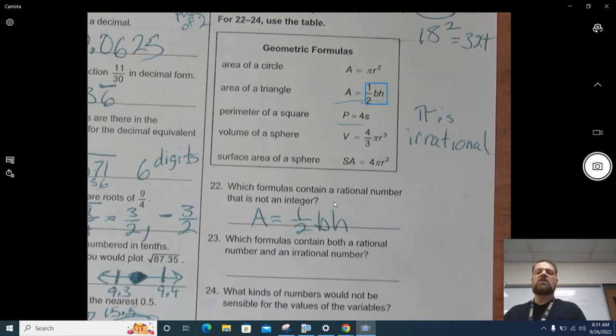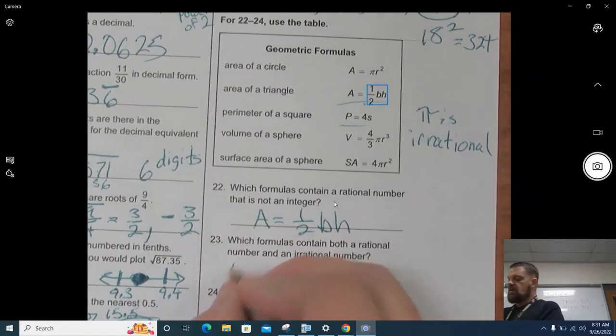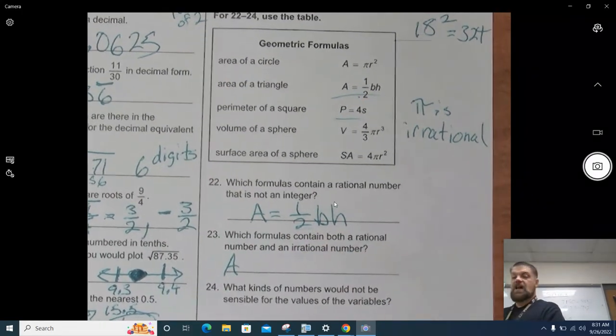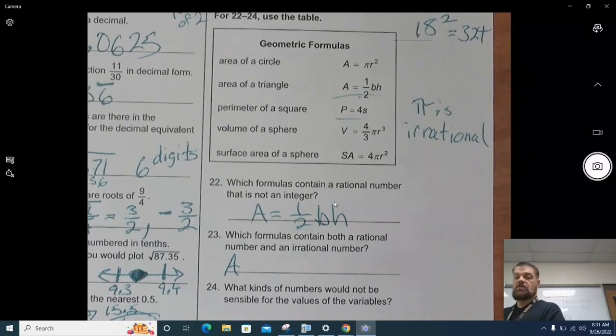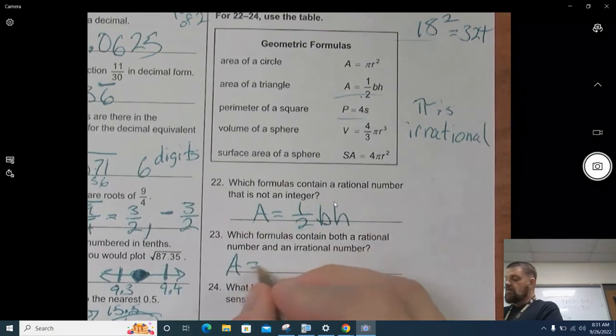Number 23, which of these formulas contain both a rational number and an irrational number? Anyone with pi. So we're going to say the area. Oh, it's got to have rational and irrational. Rational. Well, all of them. Yeah, anyone with pi. So the area of a circle.